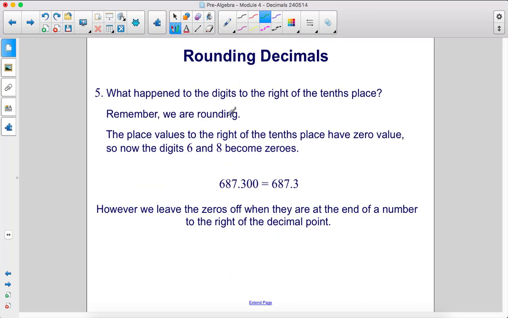And what happened to the digits to the right of the tenths place? Remember, it used to be 0.268. But as soon as we rounded this 2 up to a 3, those became zeros. However, when zeros are to the right of the decimal point, we leave them off.